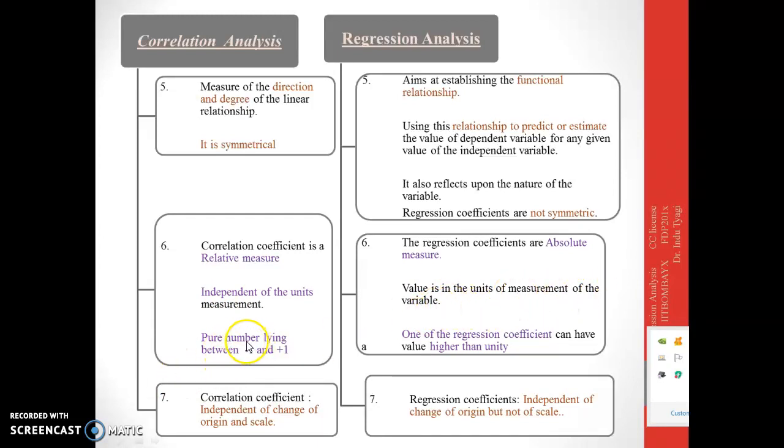Correlation coefficient is a pure number lying between -1 and 1, and here one of the regression coefficients can have a value higher than unity. Correlation coefficient is independent of change of origin and scale, but we know regression coefficients are independent of change of origin but not of scale.